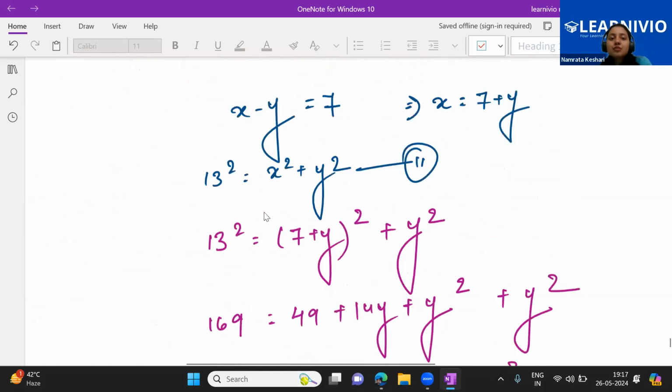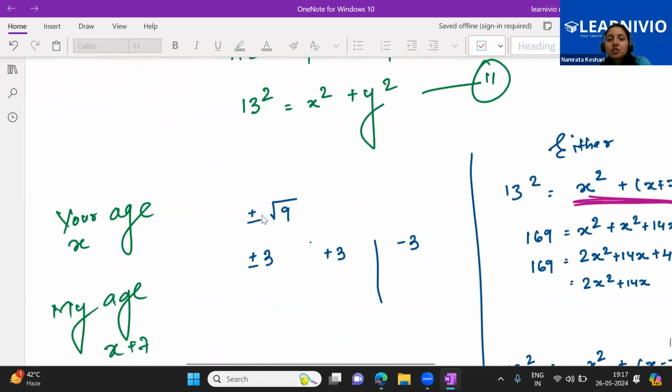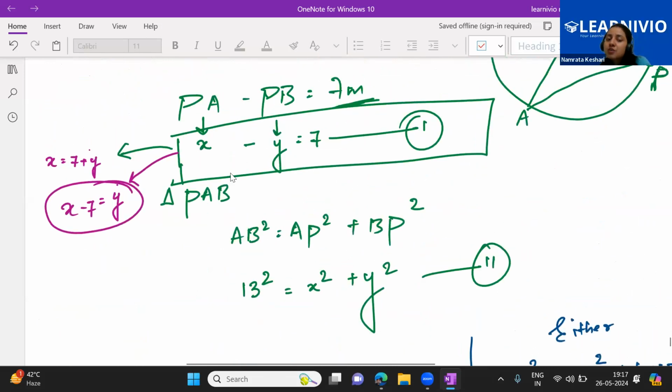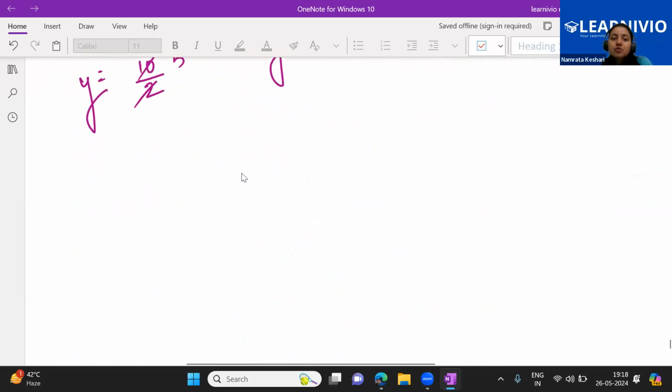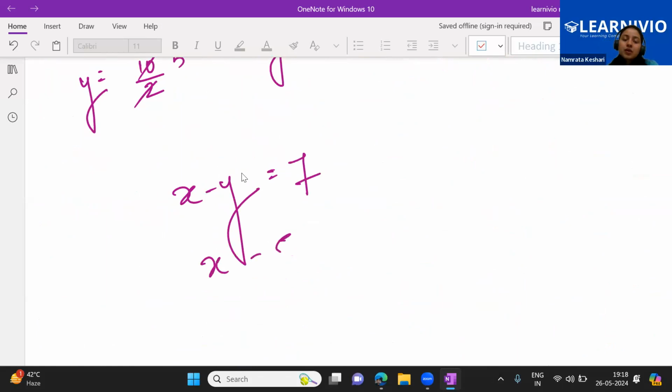Now this y we have to substitute in any one of the equations to get x. So the first equation, x minus y equals 7. So x minus 5 equals 7. X equals to, is it so? 12.